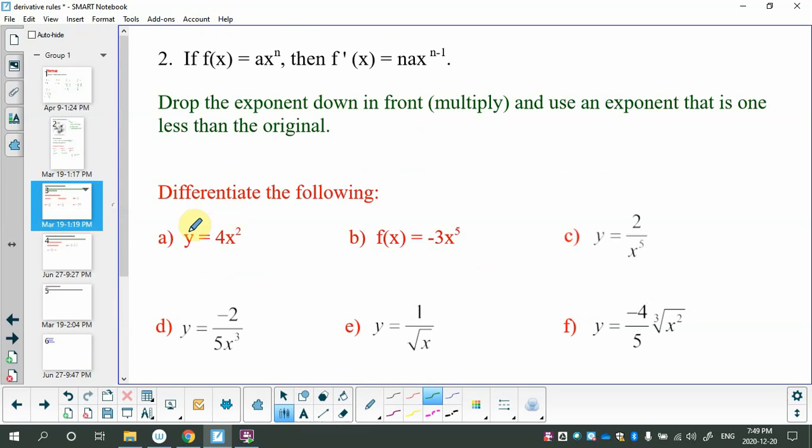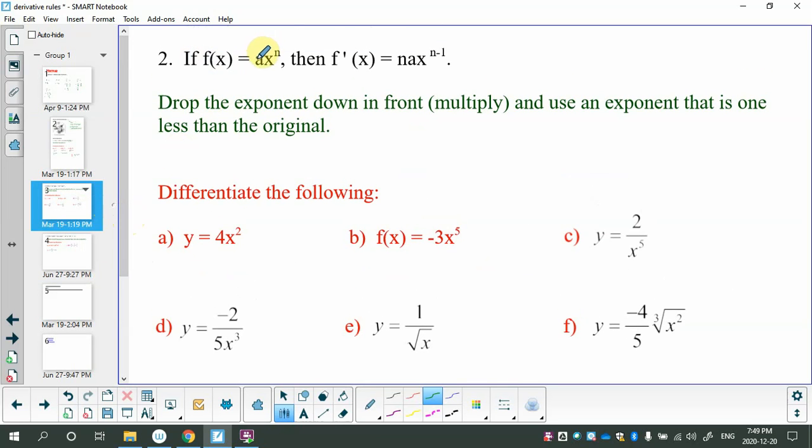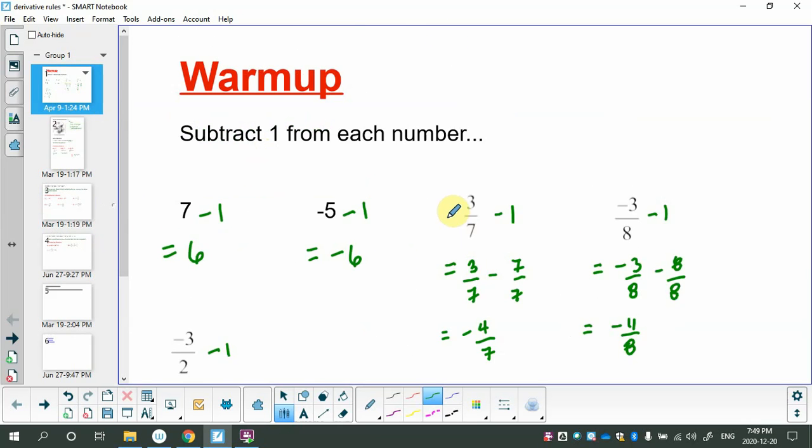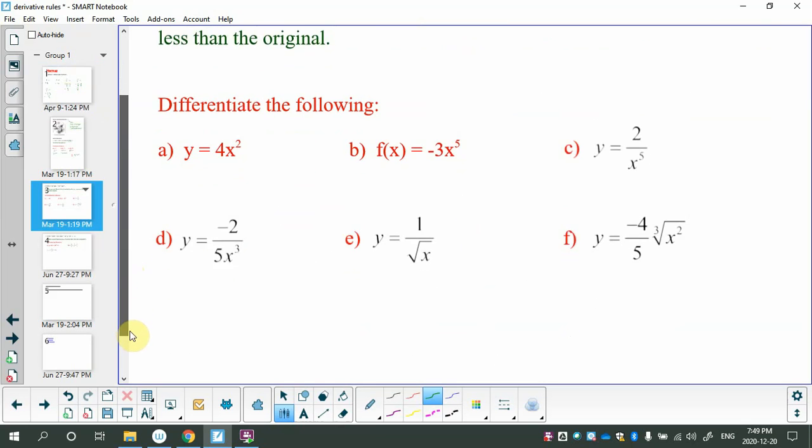So next rule, rule number 2 of, I think, 3 for this lesson, because there's many, many rules. If f at x is equal to some number a times x to the exponent of something, then the derivative is you drop this number down in front and multiply it with the a, and then you take 1 off of the original exponent, which is why I gave you this as a warm-up. So, drop the exponent down in front, multiply, and use an exponent that is 1 less than the original. So I'm going to move these around a bit so I have some space.